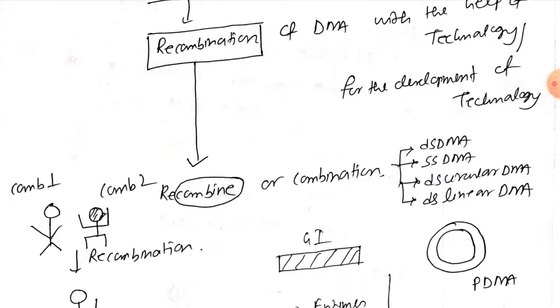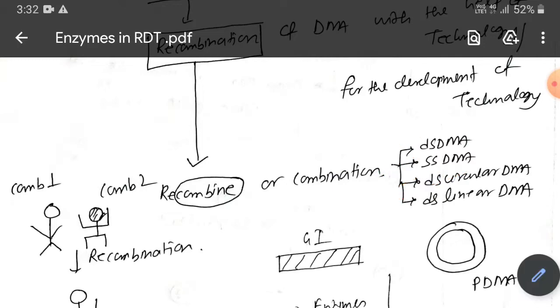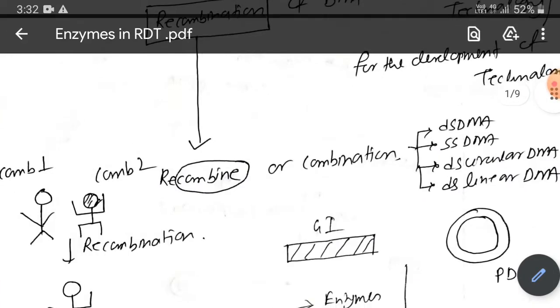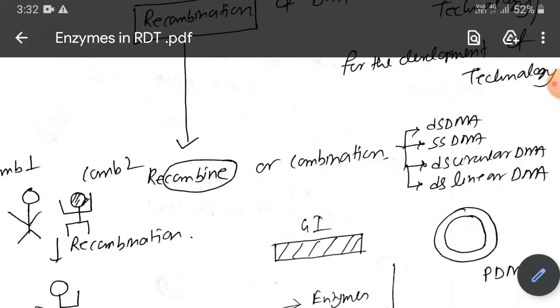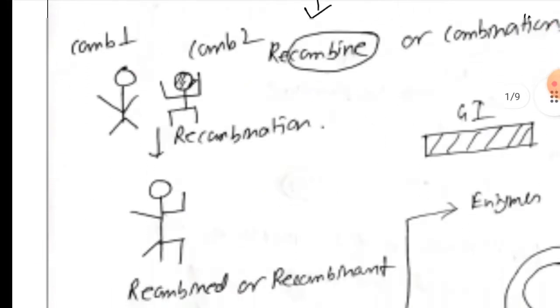So what do you mean by the recombination or combination term? We have various kinds of DNA molecules, right? We have double-stranded DNA, single-stranded DNA, double-stranded circular DNA, double-stranded linear DNA, isn't it? And in such cases, with the help of recombinant DNA technology methods, we can make a combination of them. In what manner? Let's come to that picture.